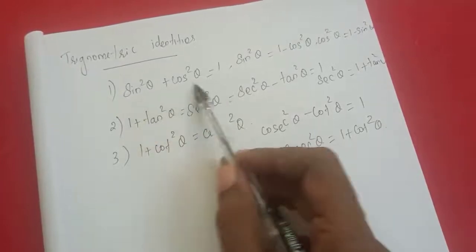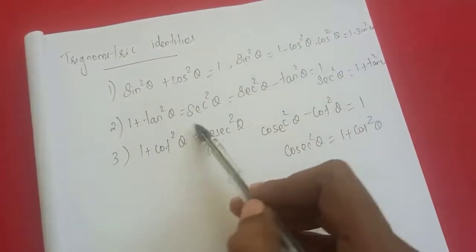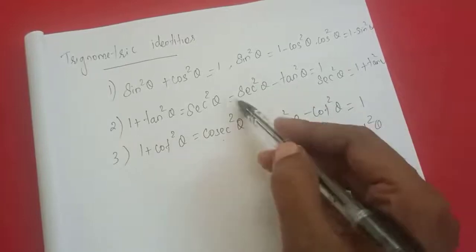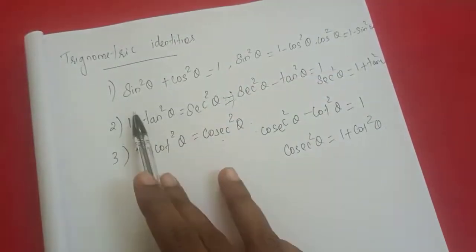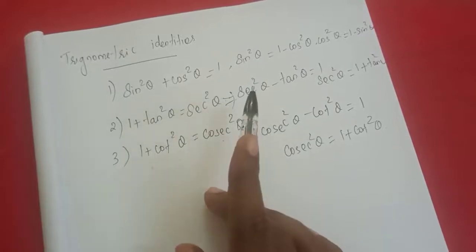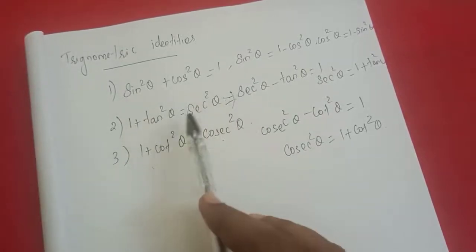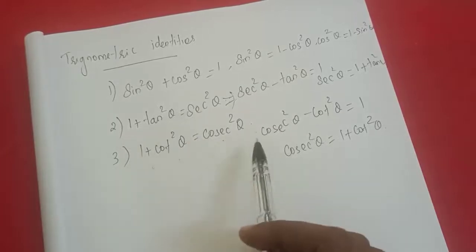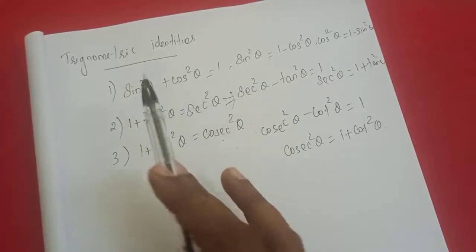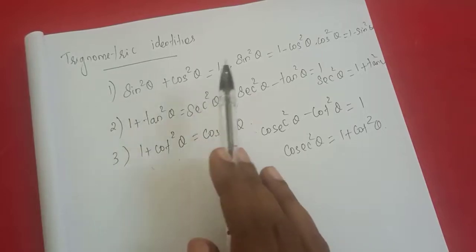If you learn these, from each formula we can create 2 more. Understand, students? So sin square theta plus cos square theta, the value is 1. 1 plus tan square theta, the value is secant square theta. 1 plus cot square theta, the value is cosecant square theta. Understand?